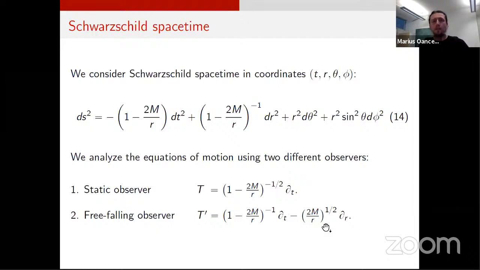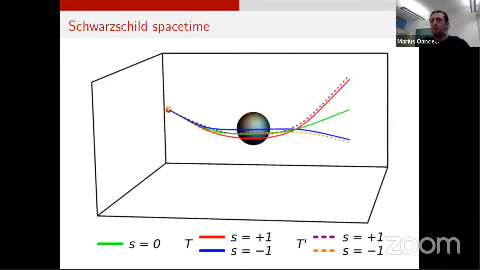And now I can take these two observers and plug them into the equations of motion and see what I get. And the result is, it's more complicated, obviously, but it's very similar to what happens in Minkowski. So with green, red, and blue, these are just the trajectories that I showed you in the introduction. Now we can compare this with the trajectories seen by the T prime, by the free-falling observer. And you can see here the dashed lines are slightly displaced when compared to the solid lines.